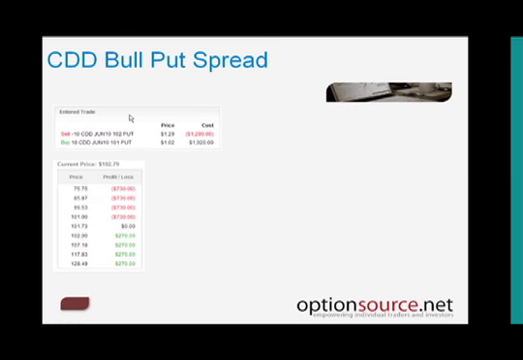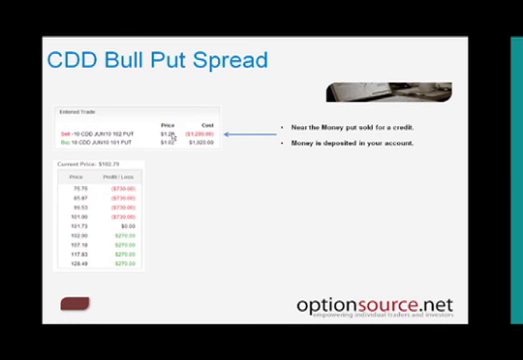In this case, as I mentioned, my outlook is that the CDD, from now until the third Friday of June, is going to remain above 102. So what I want to do is sell 10 of those put options and collect $1,290, or $1.29 per contract. The reason I would look to do this is that I believe these options are going to expire worthless, and I'm going to collect the entire premium.